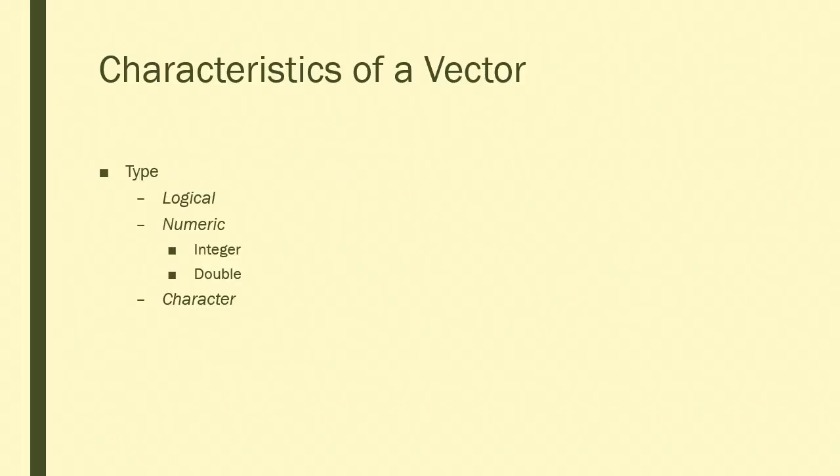The type of data in a vector can be logical. It can be numeric, which comes in two flavors, integer and double, or it can be character. And then there is the length of the vector. Pretty simple. The two basic characteristics of a vector.